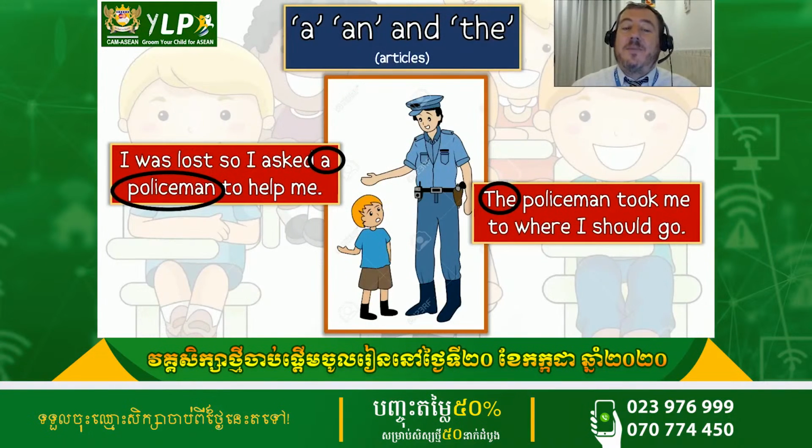Okay, so the first time we mention the policeman, we just say a policeman because we don't know which policeman and it's not important. But every time after that, when the boy wants to talk about the policeman, he would say the policeman because it's the policeman who he asked for help. So the first time we don't know who the policeman is, but every time after that we do know who the policeman is. It's the policeman that the boy talked to ask for help.